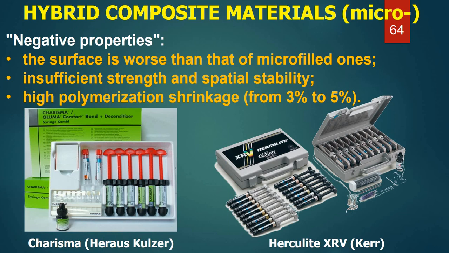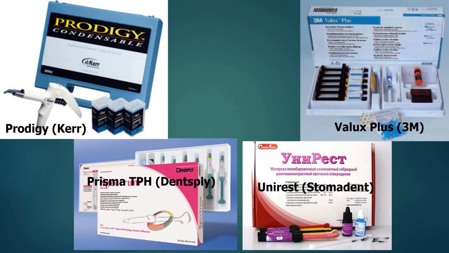Negative properties of microhybrid composite materials. The surface is worse than that of microfilled ones. Insufficient strength and spatial stability. High polymerization shrinkage. Representatives: Charisma and Herculite XRV. In this picture we see representatives of this group: Prodigy, Prisma TPH, Unirest by Stomodent and Valux Plus.